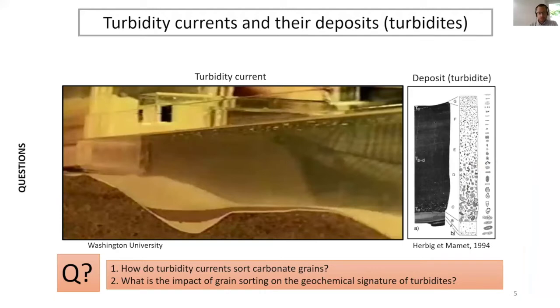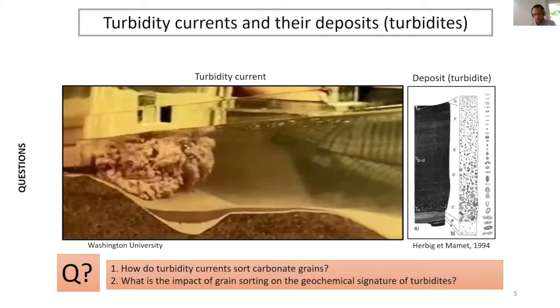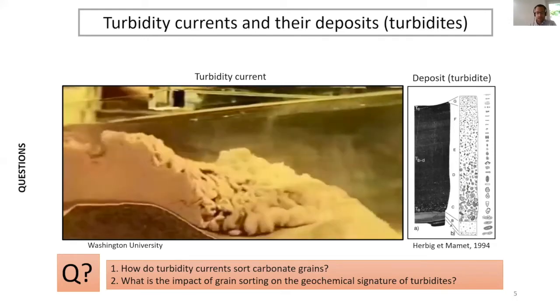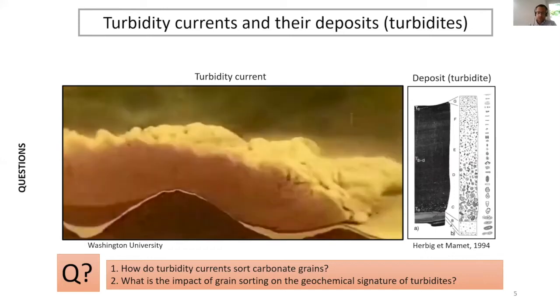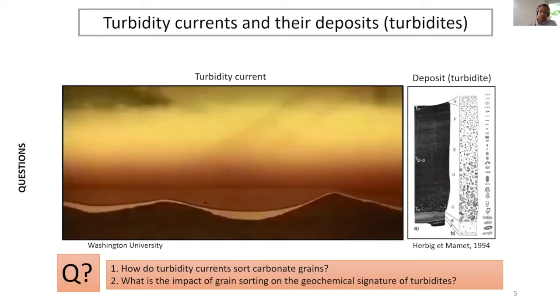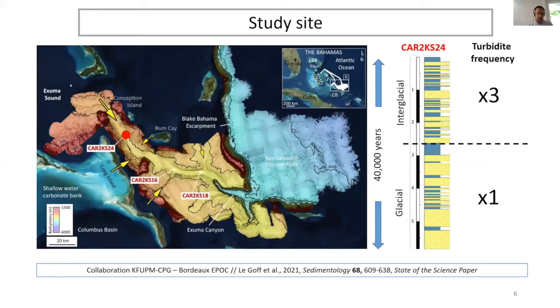So in this talk, we will try to answer two particular questions. The first one is, how do turbidity currents sort carbonate grains? And you have here an example of a siliciclastic turbidity current in a flume tank. And the second question is, what's the impact of this grain sorting on the geochemical signature of turbidites, and particularly on strontium?